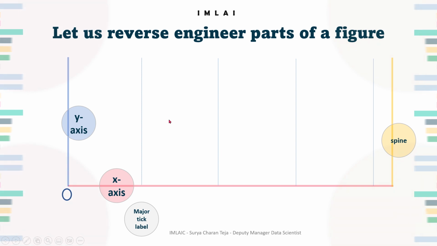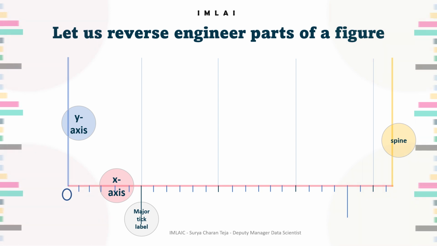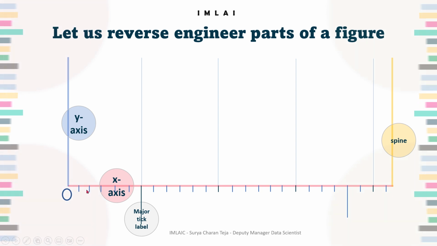Similarly, these major tick marks, or major parts, will be subdivided into minor parts, and each part will be designated with a minor tick mark. You see that these light blue ones are minor tick marks, and the dark black ones are major tick labels. Okay, minor, major, minor, major.